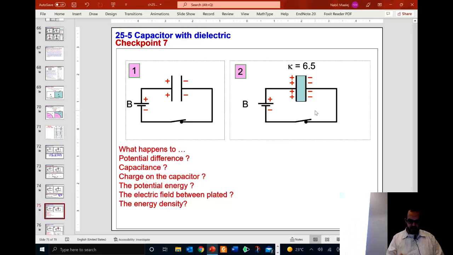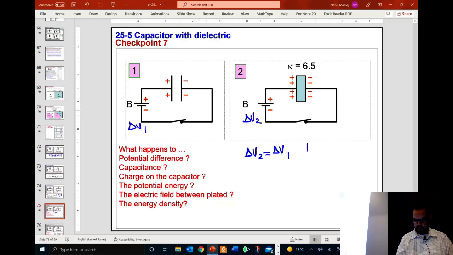So the battery is still connected, so the voltage does not change. All right, so let's write this. Let's say this is delta V2, this is delta V1. Delta V2 is equal to delta V1 because the battery is connected.